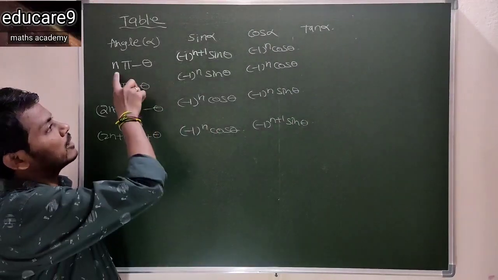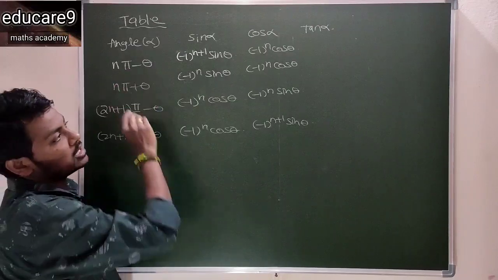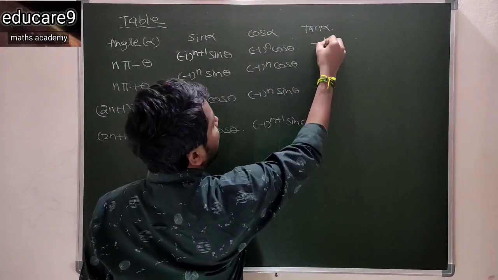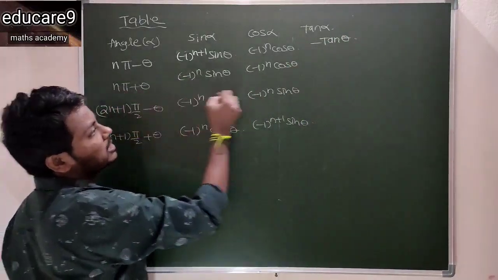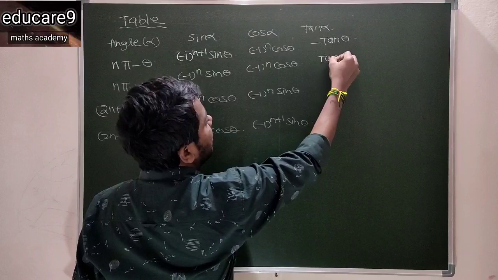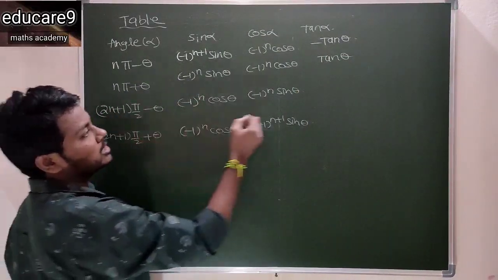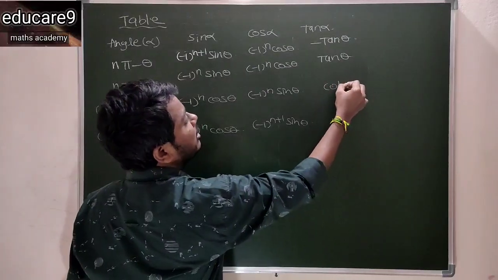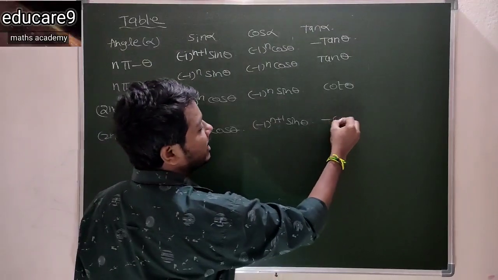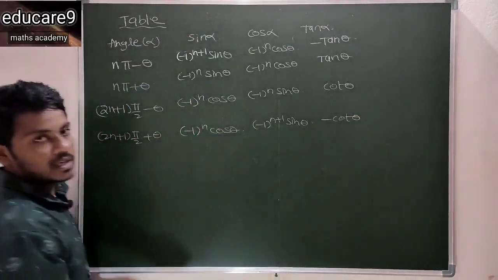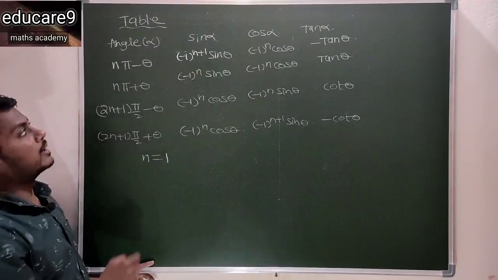So here tan of alpha, so alpha is n pi minus theta. Tan of (n pi minus theta), you will get minus tan theta. And tan of (n pi plus theta), you will get tan theta. Next, tan of ((2n plus 1) pi by 2 minus theta), we'll get cot theta. Next, tan of ((2n plus 1) pi by 2 plus theta), you will get minus cot theta. Okay.